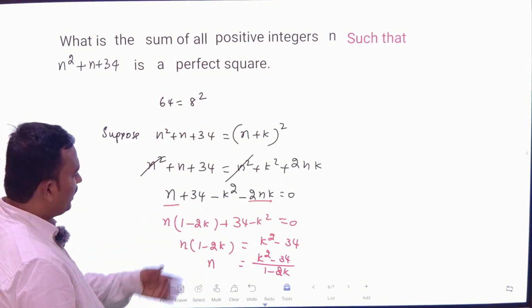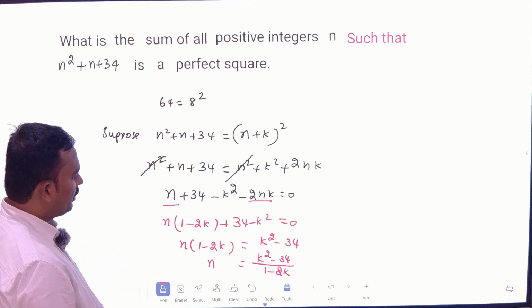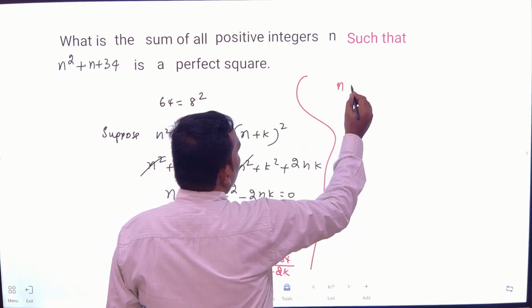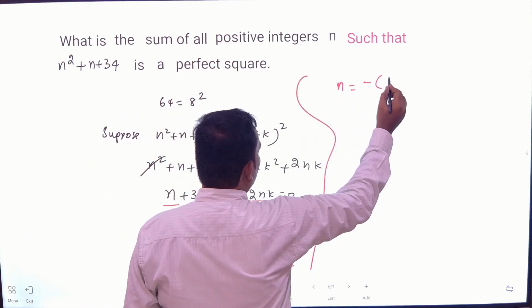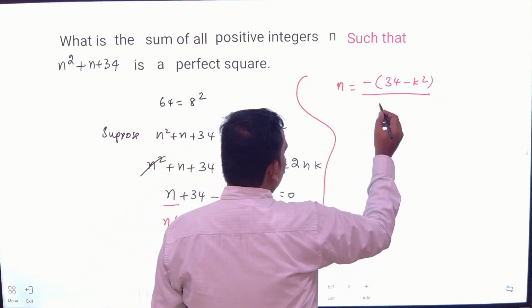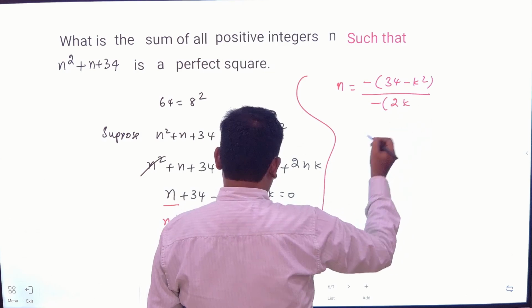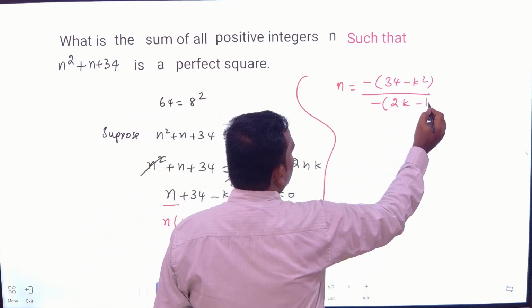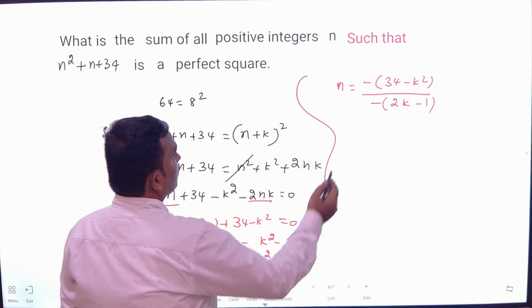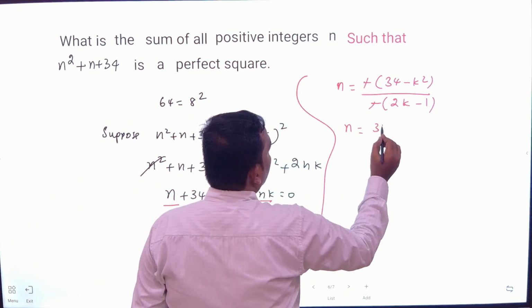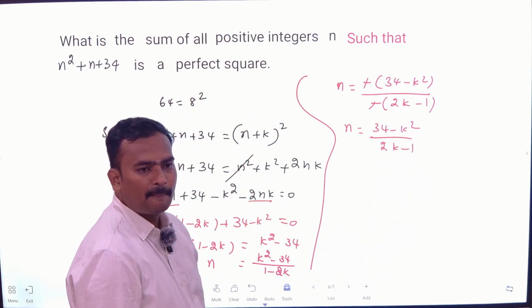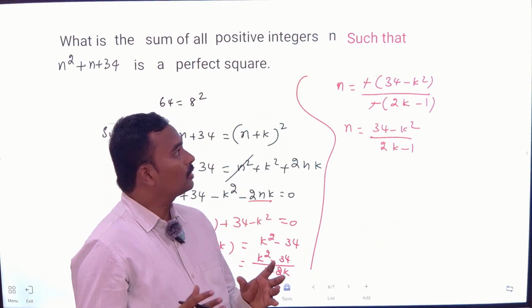You can take minus out of the numerator and also out of the denominator. So n is equal to, minus, 34 minus k square, whole divided by, taking minus here, 2k minus 1. So minus 2k becomes a plus 1, yes, correct, it will cancel. So n is equal to 34 minus k square divided by 2k minus 1. This is your n. We need n to be a positive integer.